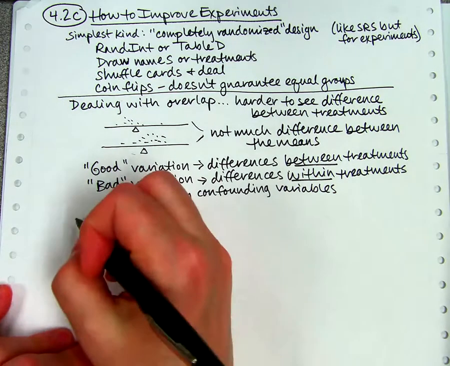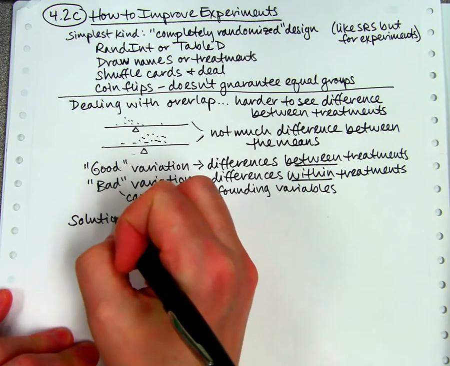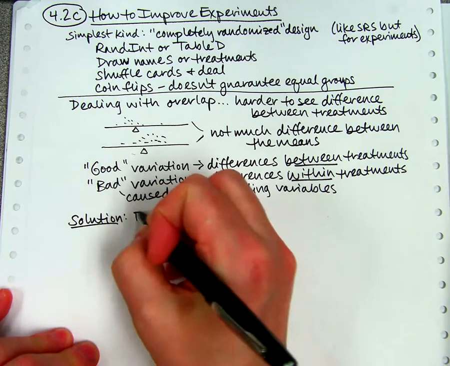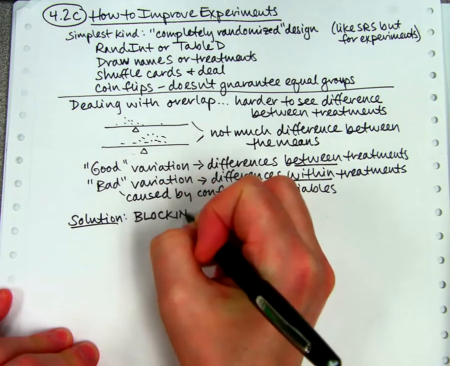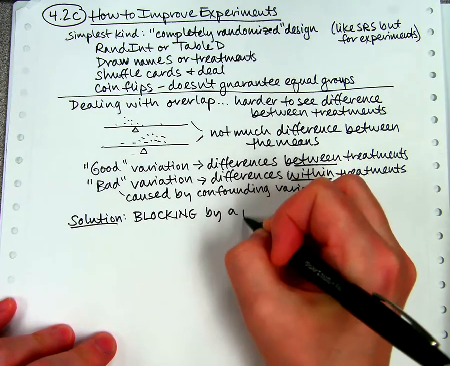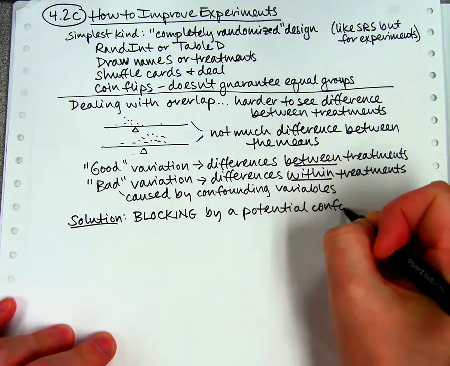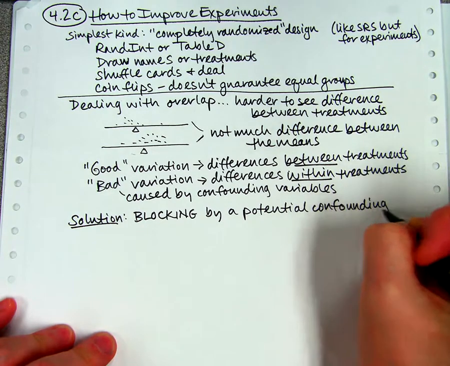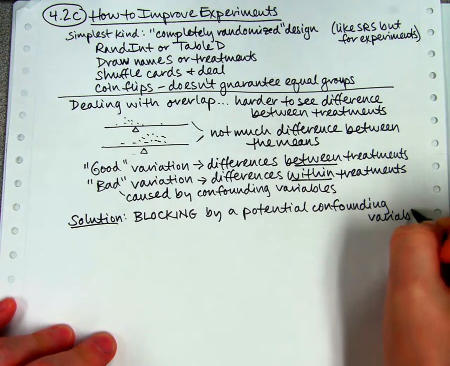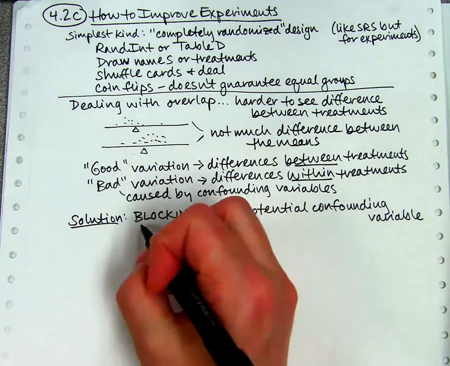So the solution to that problem, you knew I was going to talk about a solution, right? The solution to that problem is called blocking. And what you do is you block by a potential confounding variable. And I'm going to explain how to do that. So it's actually very similar to a stratified sample, except they don't call it stratified with experiments, they call it blocking. So that's a little bit of a vocab thing.